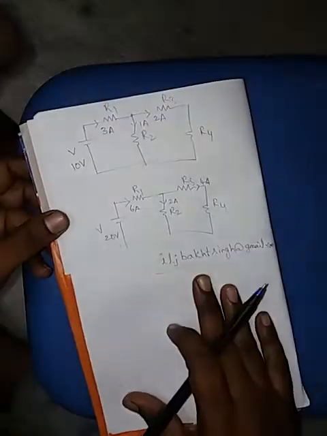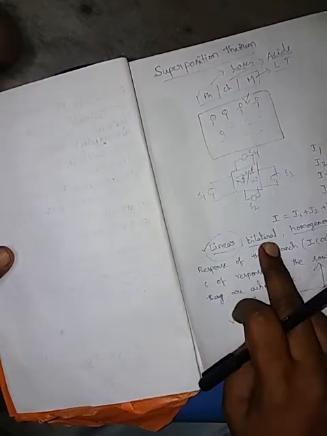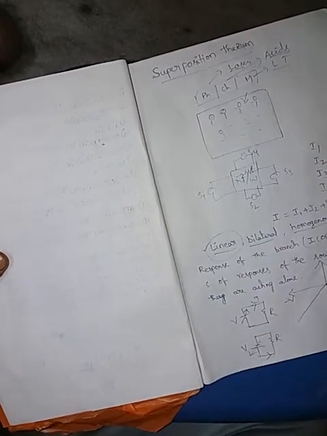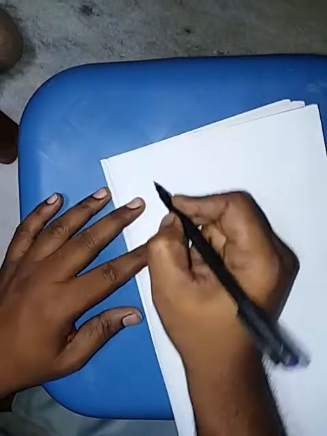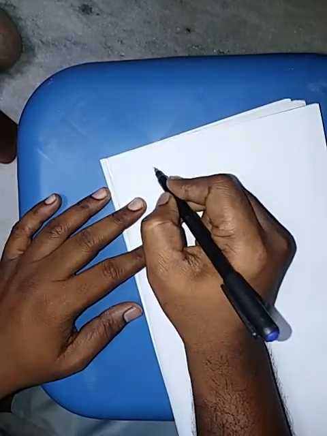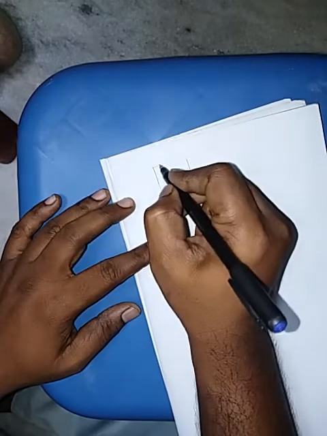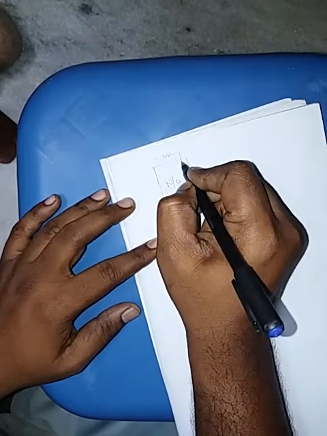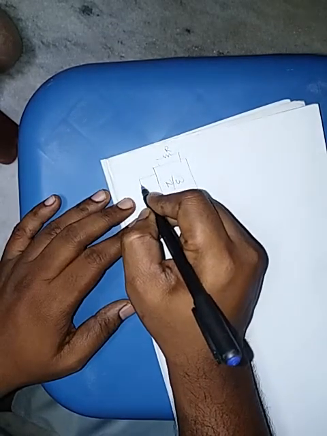Up to now we have seen the superposition theorem, its statement, and the meaning of linear network, bilateral network, and homogeneous network. For example, the problem is like this. One network is there. This network contains so many elements. Let this be R.